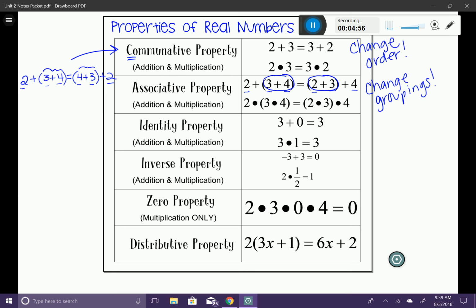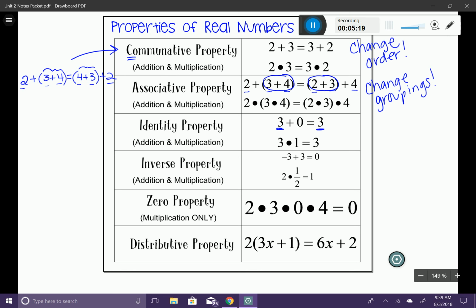Okay, let's move on to the identity property. The identity property is used under addition and multiplication, and I have my two examples over here. And let's look at the first one. It says 3 plus 0 equals 3. Well, we know that, but what it's saying is that whatever number you begin with, you also want to end with. It's basically its identity.